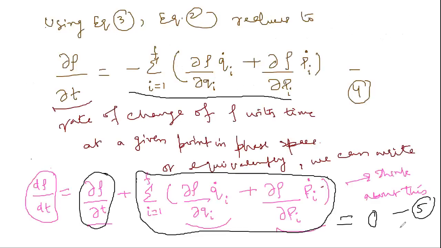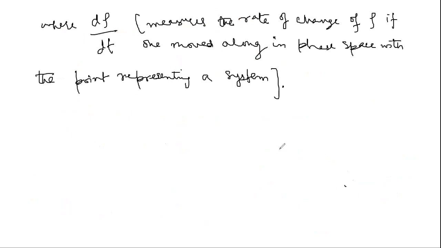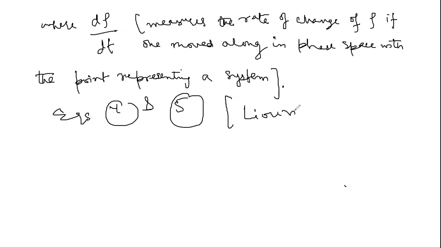It says that this total derivative is zero, right? Now, let me give it a name. These relations 4 and 5 are both versions of Liouville's theorem. Let me first write it. Equations 4 and 5 are known as Liouville's theorem.